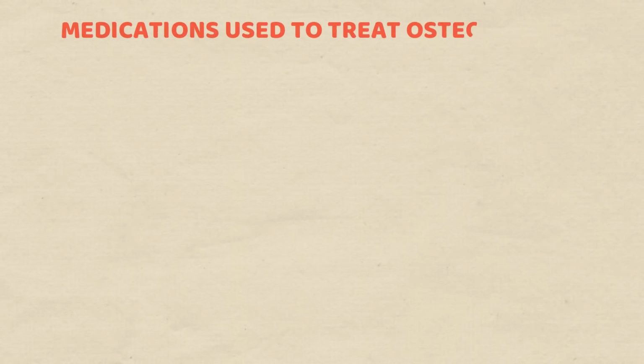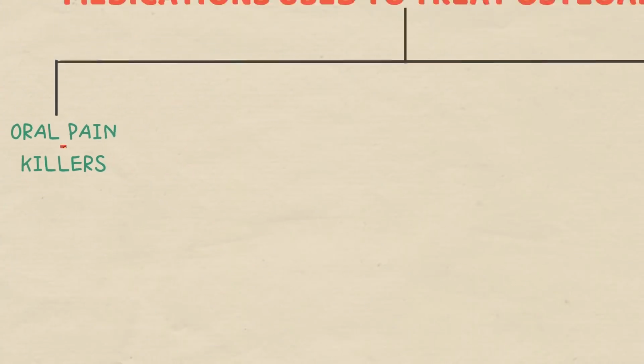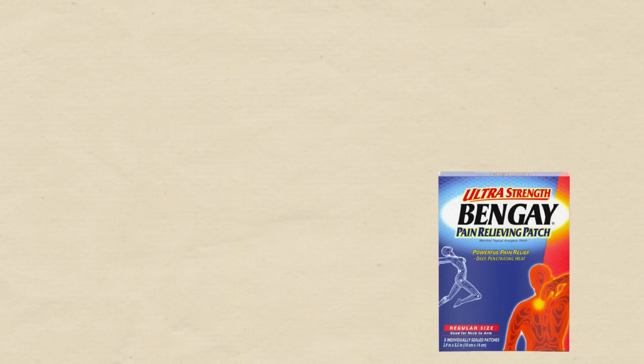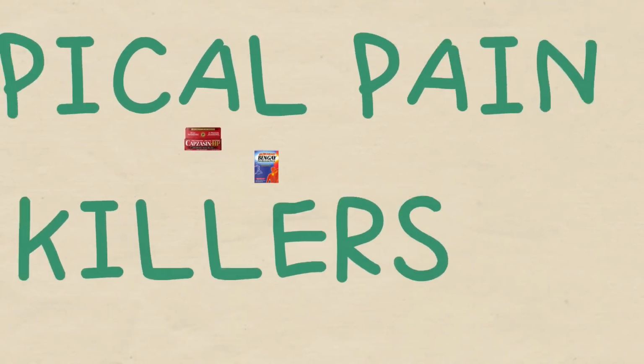Now let's look at the various medications that are used to treat osteoarthritis. There are a number of medications that can help to provide relief from pain and swelling that occurs in osteoarthritis. They include oral painkillers like Tylenol, which contains acetaminophen. Topical painkillers are also very commonly used, which are over-the-counter products and are available as creams, gels, and patches. They help to numb the joint area and can provide pain relief, especially for mild arthritis.